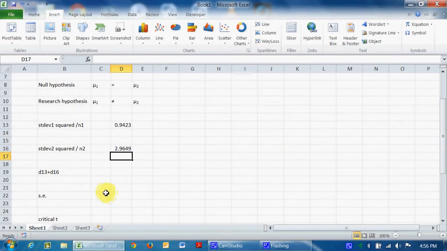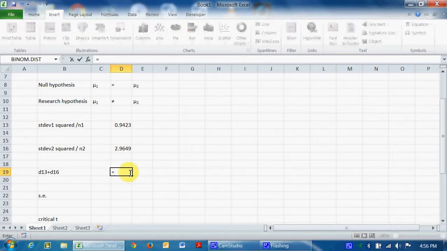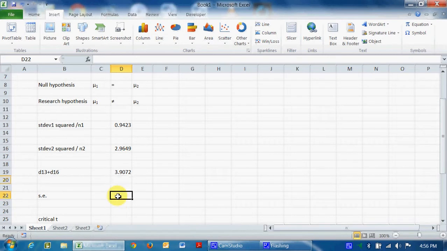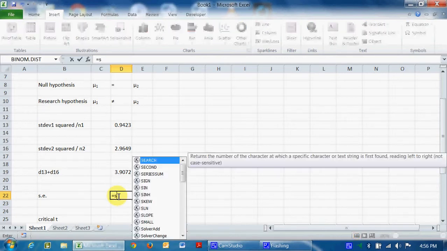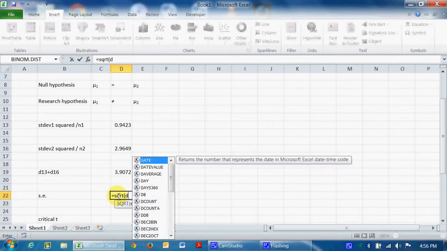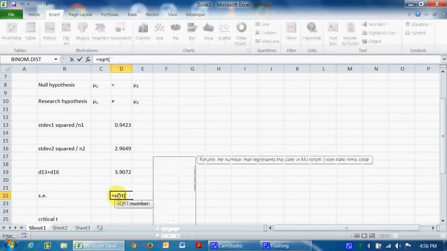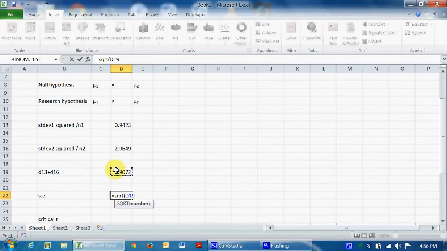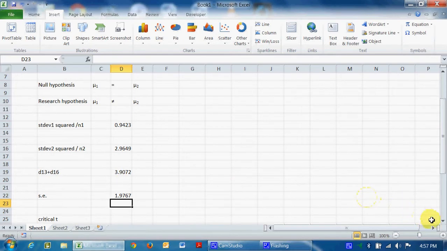Then we're going to go D13 plus D16, equals D13 plus D16. And then we're going to do the standard error, which is a little different here, equals square root, open parentheses, D19, or you can back up and just select D19, close parentheses. And then we got to our critical T.